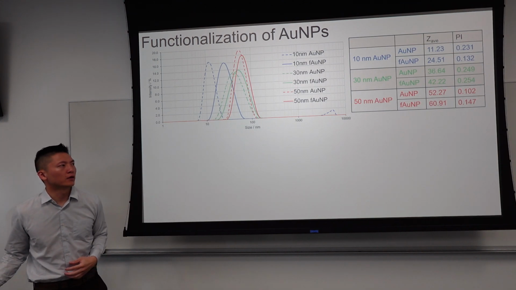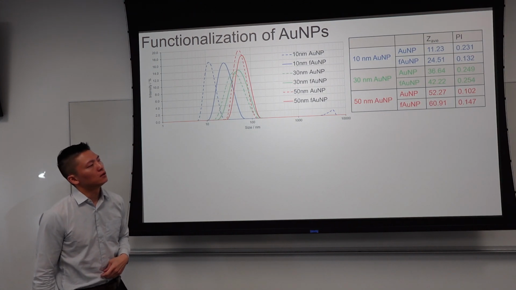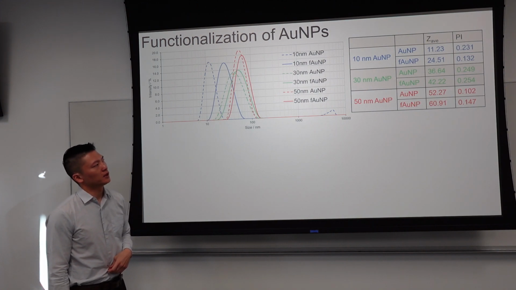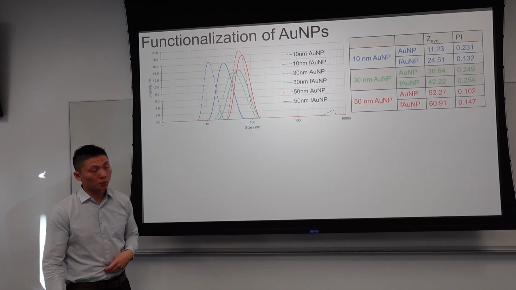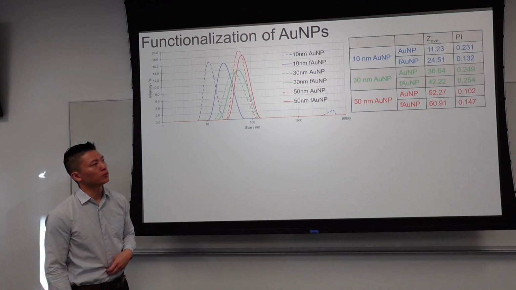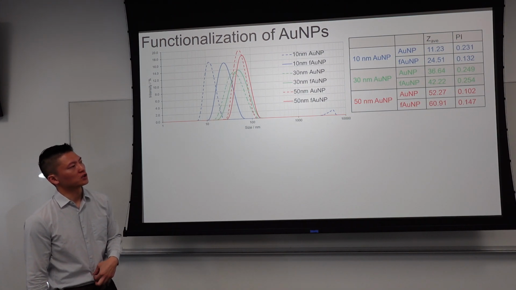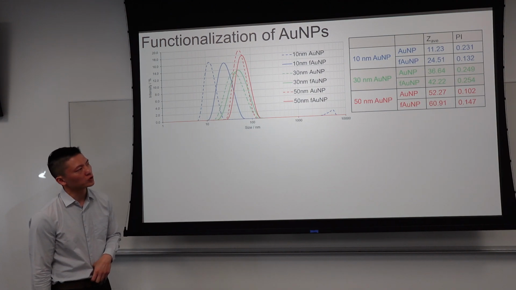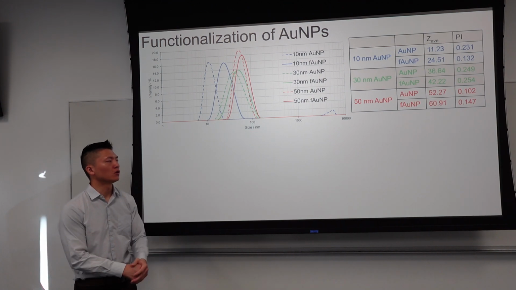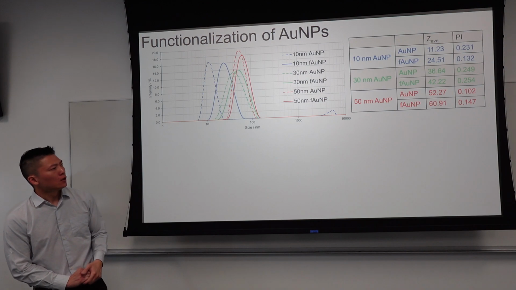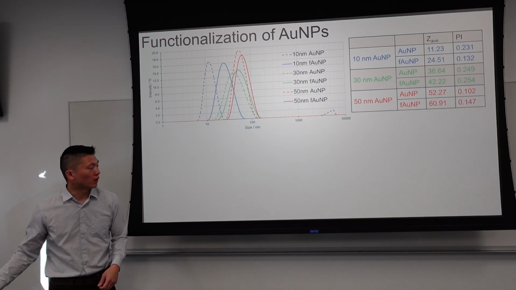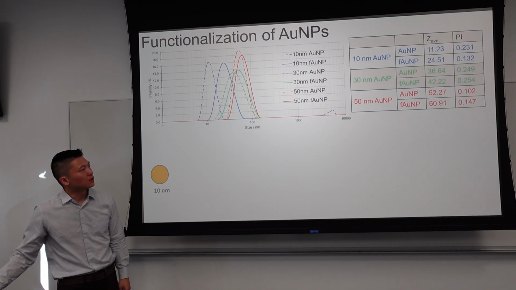DLS is also very good for determining how monodispersed or polydispersed our samples are as well. It can give us a really good idea on if functionalization was good or bad, and it would also tell us if there were aggregations that occurred, because it tends to happen with nanoparticles. Anyways, just a quick schematic on how this is working.